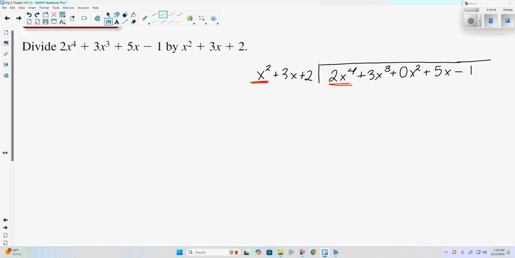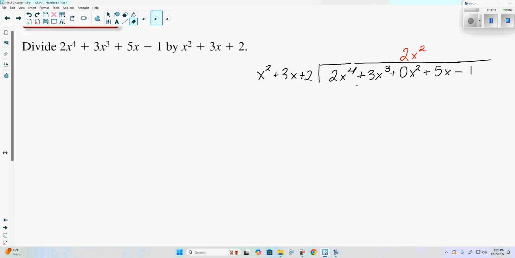X squared, we need to figure out what times x squared gives us x to the fourth. Well, how many x's do we have outside? Here we have 2. Inside we have 4, because it's telling us how many times we multiplied it by itself. So I'm missing 2. So it would be 2x squared. Questions on this so far?